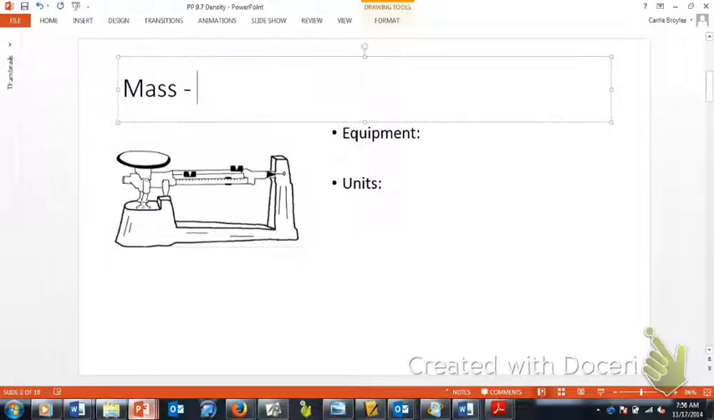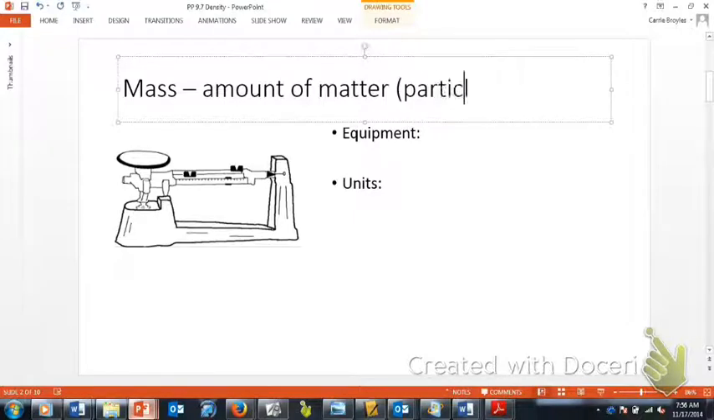So we're going to do a little bit of review because we've talked about density some, and what actually goes into density are two components. The first one is mass. So let's review what mass is. Mass is the amount of matter. When we talk about matter here, we're going to start talking about these things called atoms. Right now we're just going to be referring to them as particles.